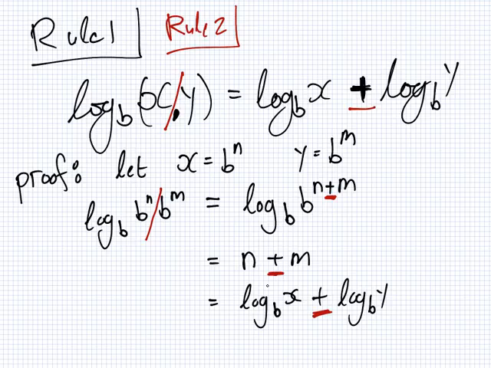Got that? Yeah. From the before the last line to the last line. What did you do again? Here to here? Yep. b to what power makes x? n. So n is the same as log base b of x. Okay, yeah, okay.